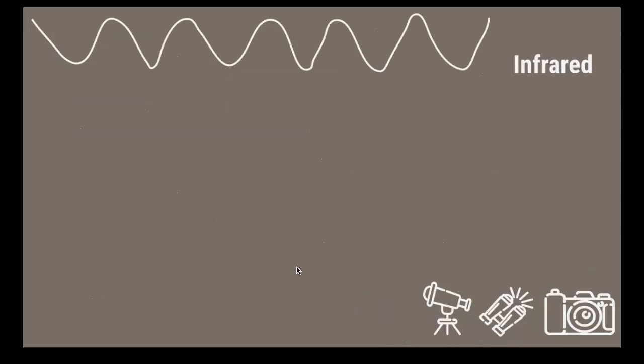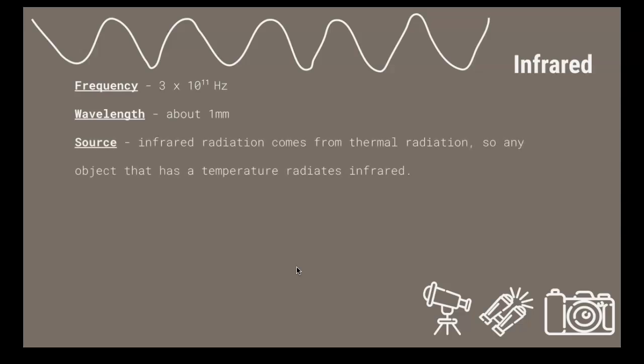Infrared is the next one on our list. Again, it's going to be a little bit more frequent because the wavelength this time is a little bit smaller, so this time only about 1 millimeter. Radiation from infrared comes from thermal sources. So anything that has some sort of temperature would radiate infrared off of it.